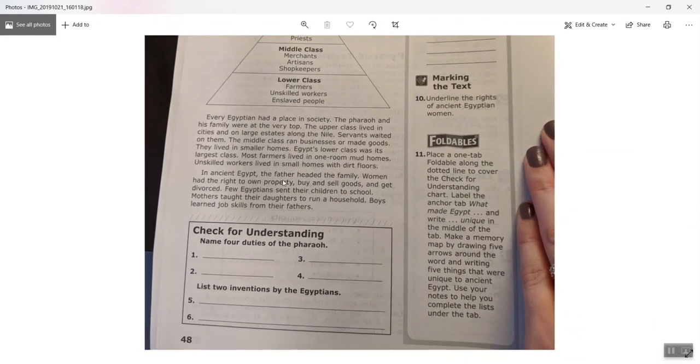All right, check for understanding. You're going to have to go back to page 46 for the first one, knowing 4 duties of the Pharaoh. That's on page 46 in that little scroll looking thing. And then the next one lists 2 inventions. That's going to be on page 47, okay? Now, I didn't bring home the documents A and B, but if you'll just look at those, and then tomorrow we'll talk about document B. We should have done most of document A in class today. Document B is about the flooding cycle, so just do your best on that.